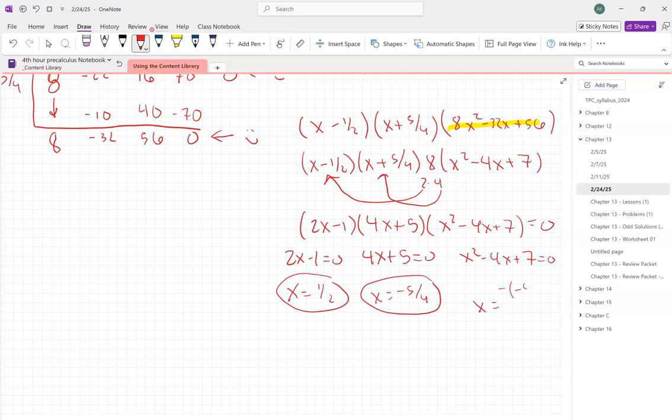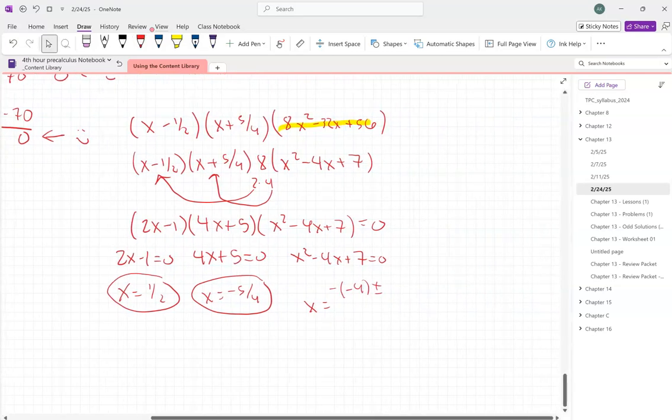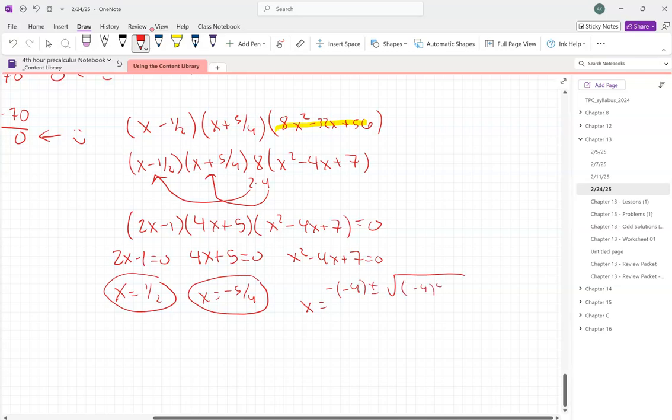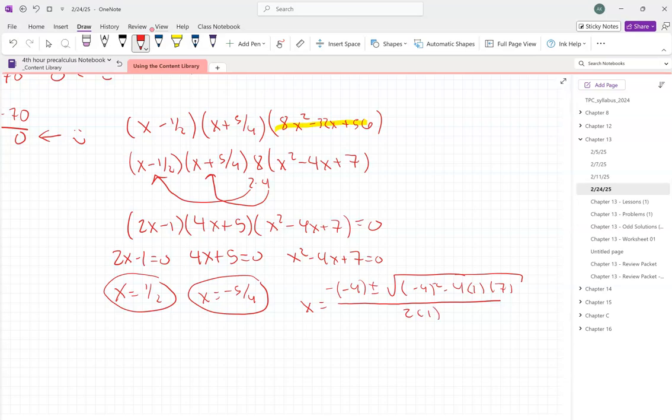So that's negative b plus or minus the square root of b squared minus 4ac, all over 2a. So that's 16 minus 28, so that's a negative 12. Negative 12, or 12, is 4 times 3, right? So plus or minus, the square root of 4 is 2. Because we're doing a negative, I get an i. And then I still have that square root of 3 left over.